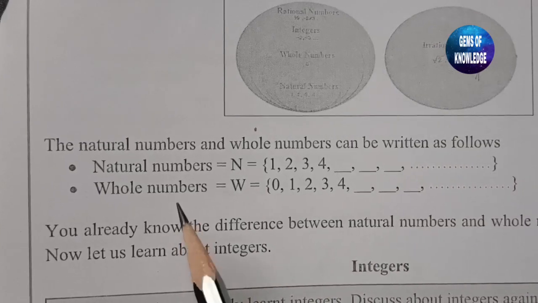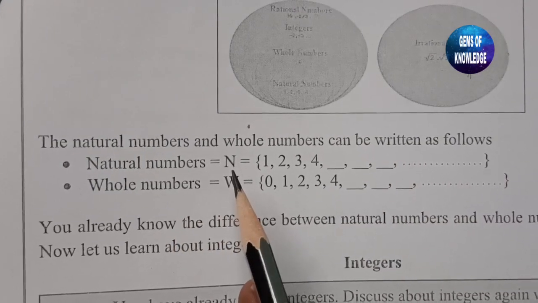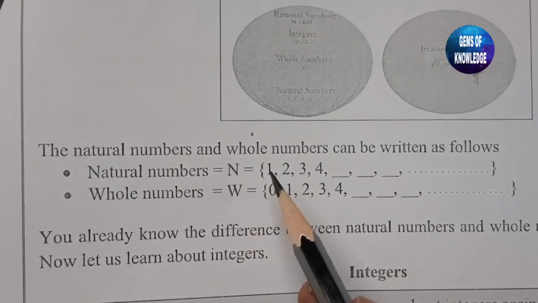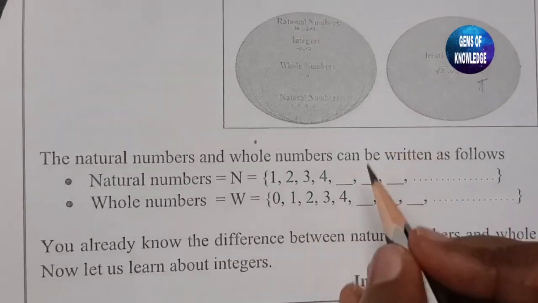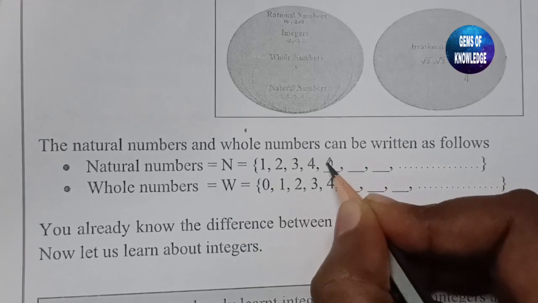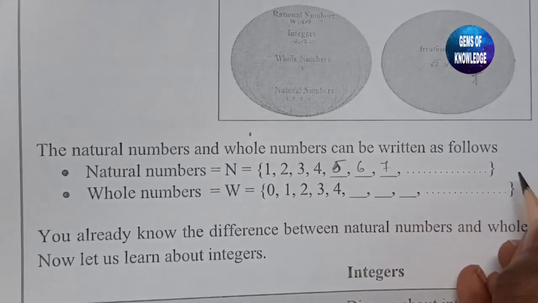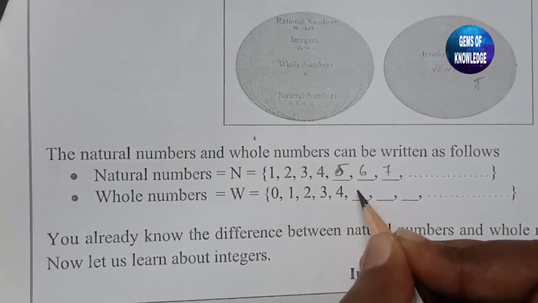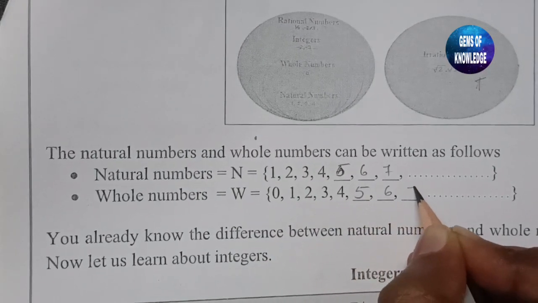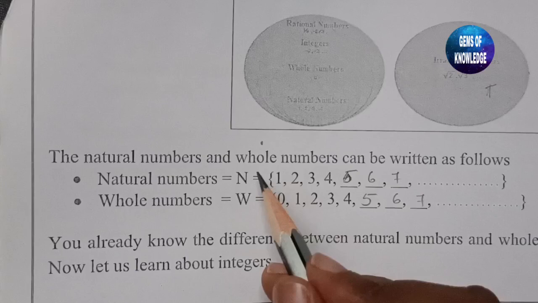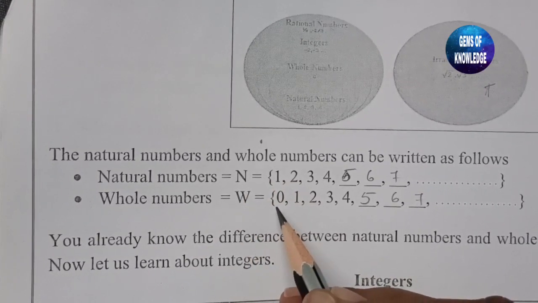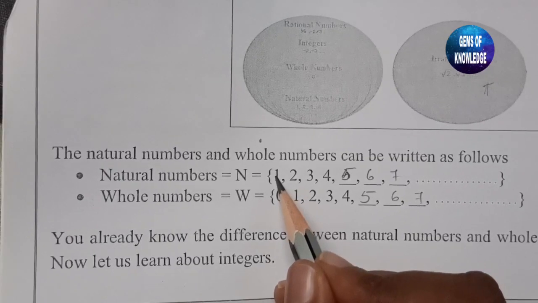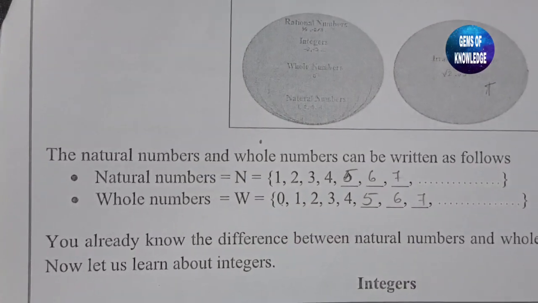The natural numbers can be denoted by the capital letter N, and whole numbers by capital W. The natural numbers start from 1, 2, 3, 4, then 5, 6, 7 and so on. Similarly, the whole numbers are 0, 1, 2, 3, 4, again 5, 6, 7 and so on. The difference between natural numbers and whole numbers is only a single 0, because 0 is present in the whole numbers, whereas natural numbers start from 1.